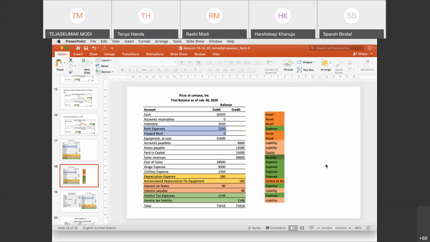Sir, how to differentiate if the wages are direct? In this case, how did we define, beta? Tell me. Sir, in this case, the cost of sales is given to us, right? Cost of sales is representing the total direct cost. So if the wages expenses are given separately, that means they are not a part of cost of sales. That means it is an indirect cost.